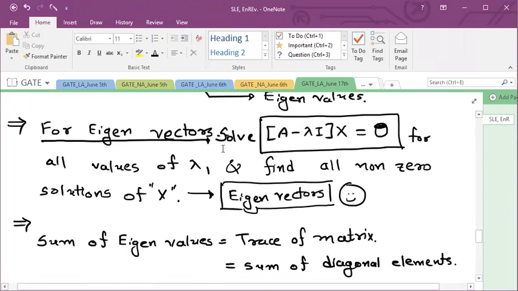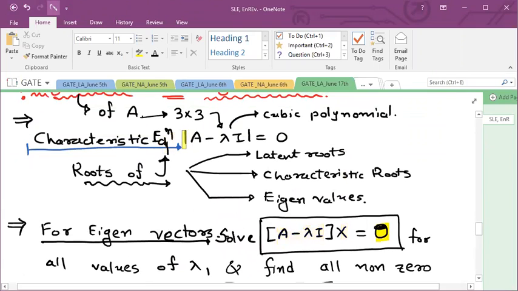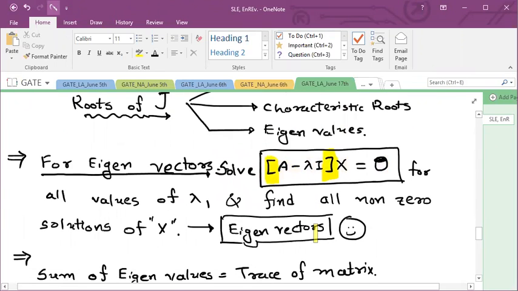Now for eigenvectors, we have to solve A minus lambda I into x equal to O. See, for eigenvalue, A minus lambda I was a determinant. For eigenvector, A minus lambda I is a matrix. So A minus lambda I into x equal to O, we have to solve for all values of lambda and find all non-zero solutions of x. For each value of lambda, we can get many values of x, and amongst them we have to take non-zero solutions. These non-zero solutions of x are called eigenvectors.